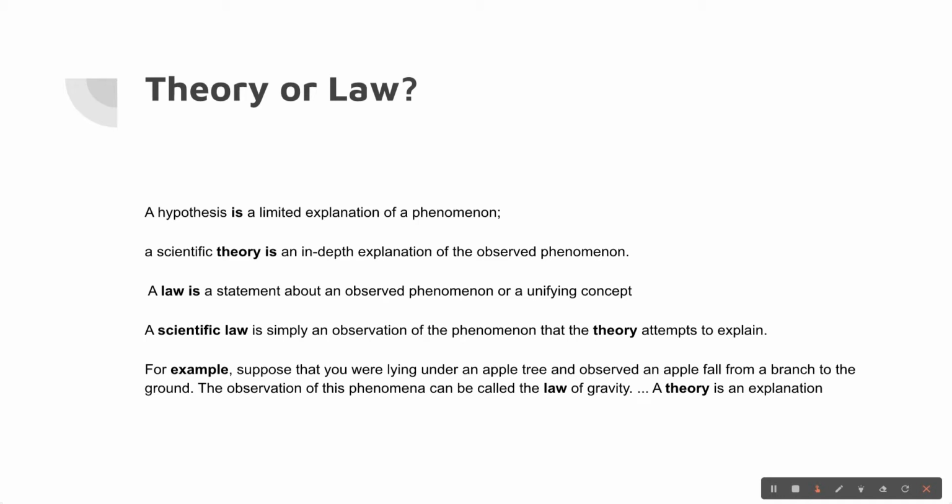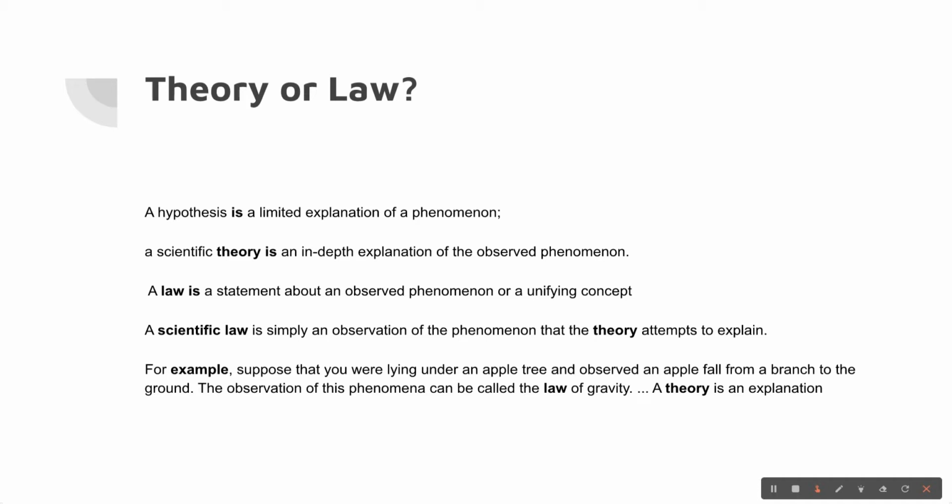What is the difference between a theory and a law? It generally starts as a hypothesis. Remember from scientific methods, a hypothesis is a limited explanation of a phenomenon, basically what you're trying to test, with background information, of course. A scientific theory is an in-depth explanation of that observed phenomenon. So you observe something, and that's a hypothesis. When you have a very in-depth explanation of it, that's a theory.